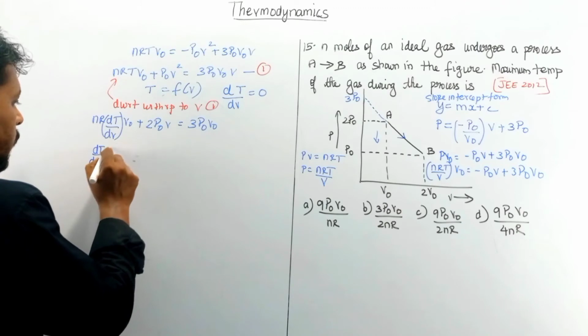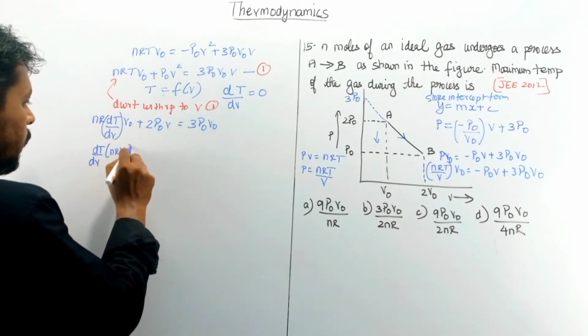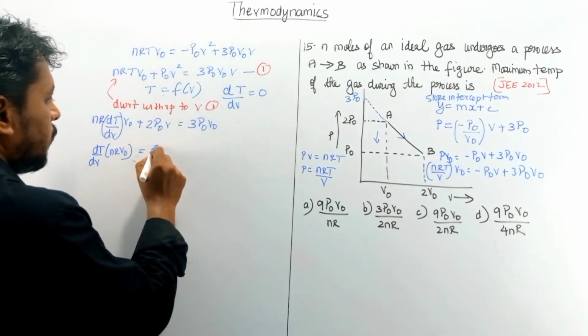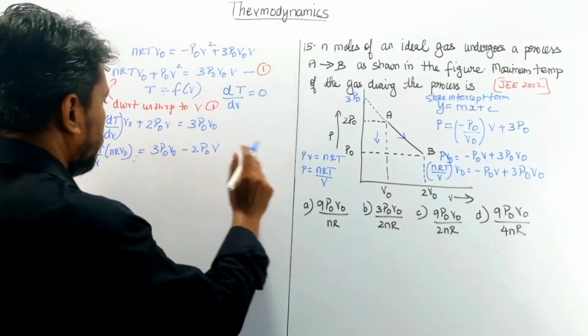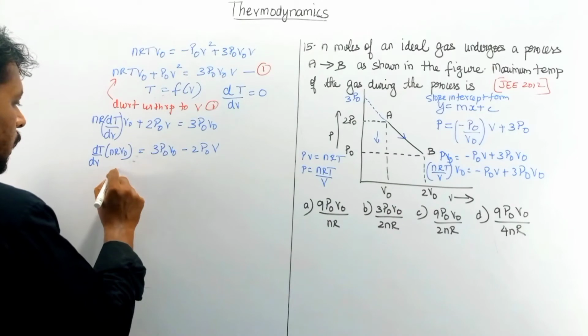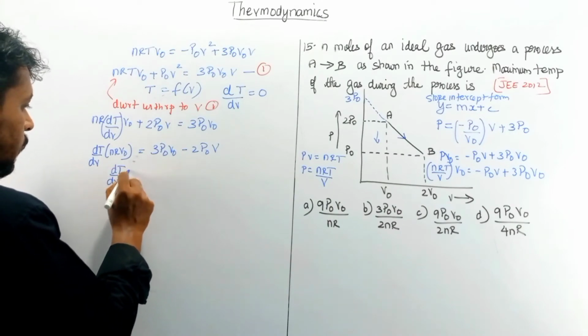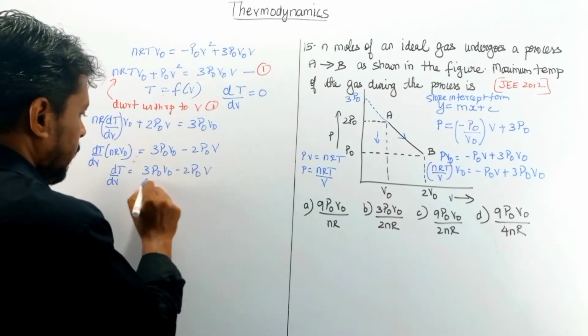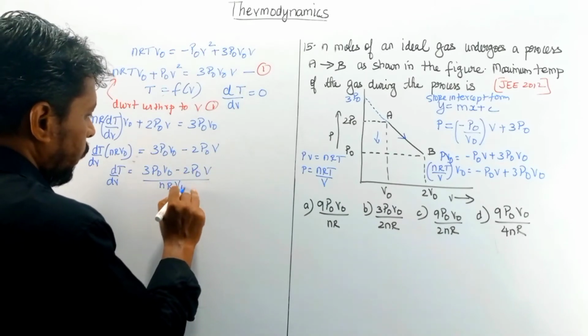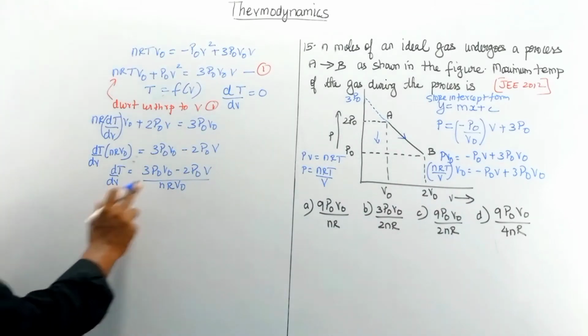So from this, dT by dV is equal to, here it is nR V naught, take this term to the right hand side: 3 P naught V naught minus 2 P naught into V. So from this we can write dT by dV is equal to 3 P naught V naught minus 2 P naught V by nR into V naught.